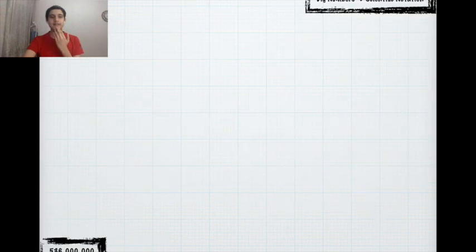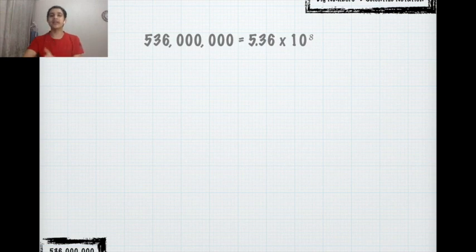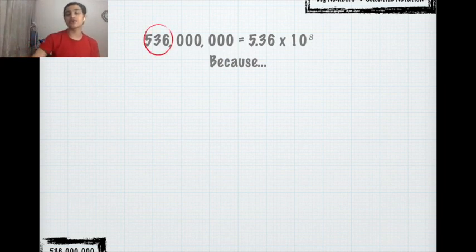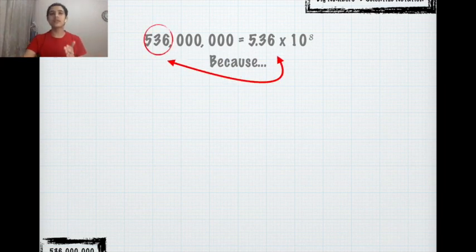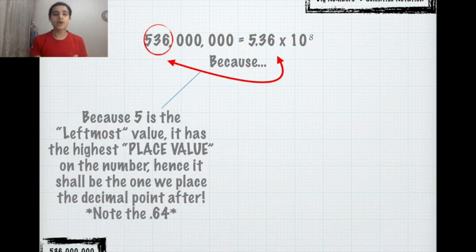Second example, 536 million. So 536 million is equal to 5.36 times 10 to the power 8. So in this case, you can't really count zeros. You have to count logically. Because 5 is the leftmost value and it has the highest place value, not face value. If I said that wrong, I think I did. Because 5 has the highest place value, it is a number that's going to be placed before the decimal.